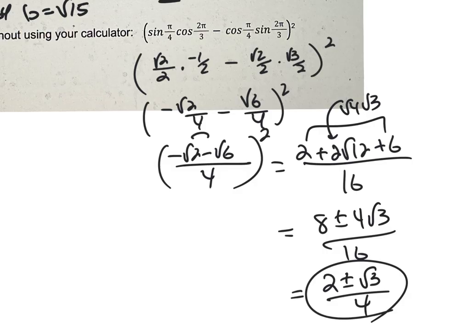Now, what you can do, I don't know why I put plus or minus. You could take your calculator and go 2 plus the square root of 3, and then divide it by 4, and then punch all that in at the beginning and see if you get the same number. But that seems like a lot of work to check your answer, but you can.